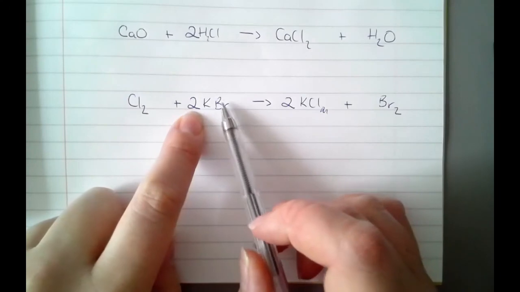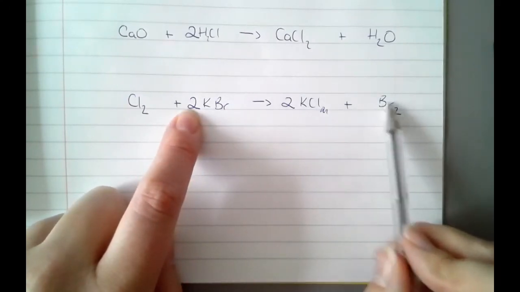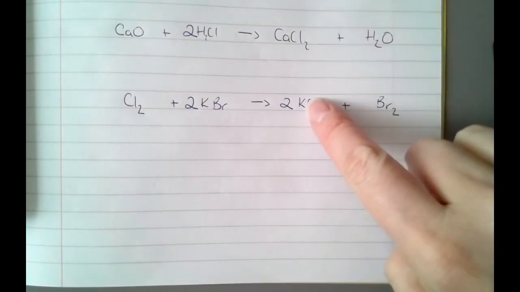That large 2 also affects the number of bromines. So now I've got 2 bromines on the left, and I do have 2 bromines on the right. So now my equation is balanced. So remember, we're balancing. It's big numbers. You put it at the front. You can't use small numbers and you can't insert in between.